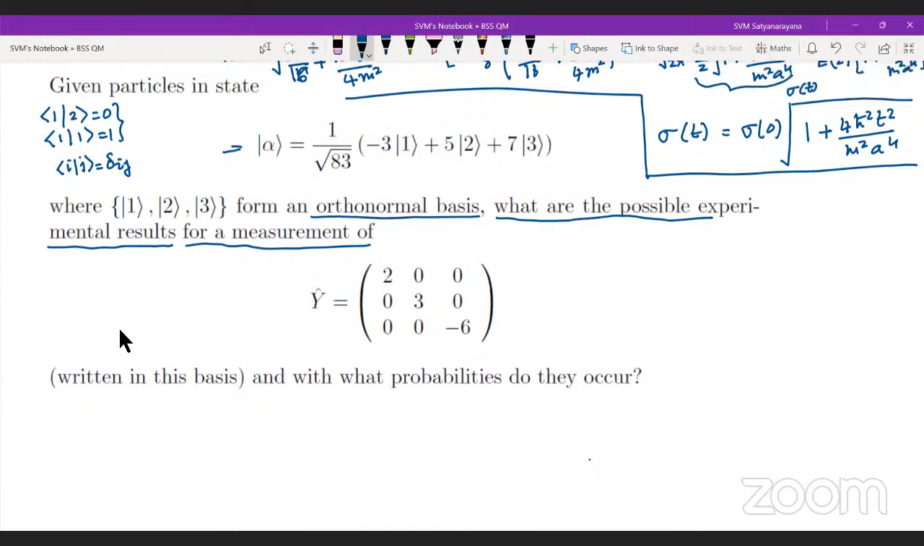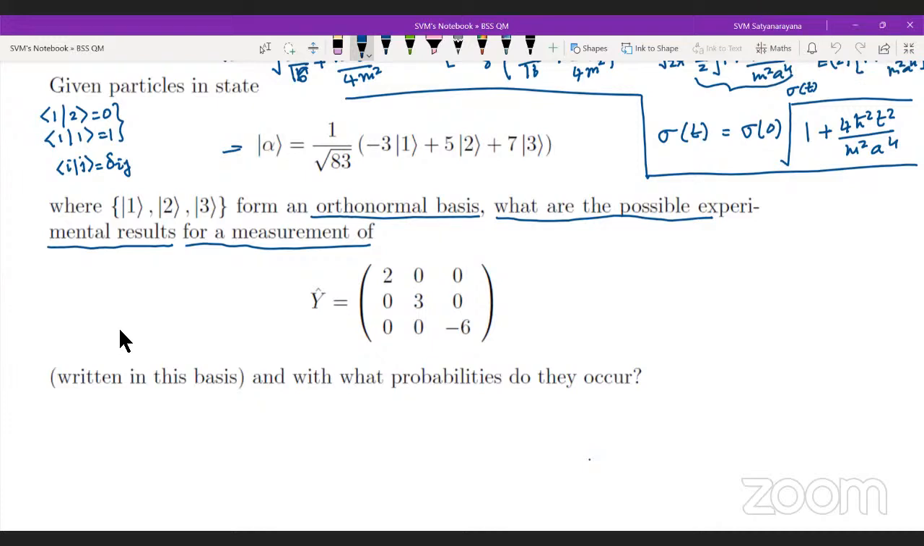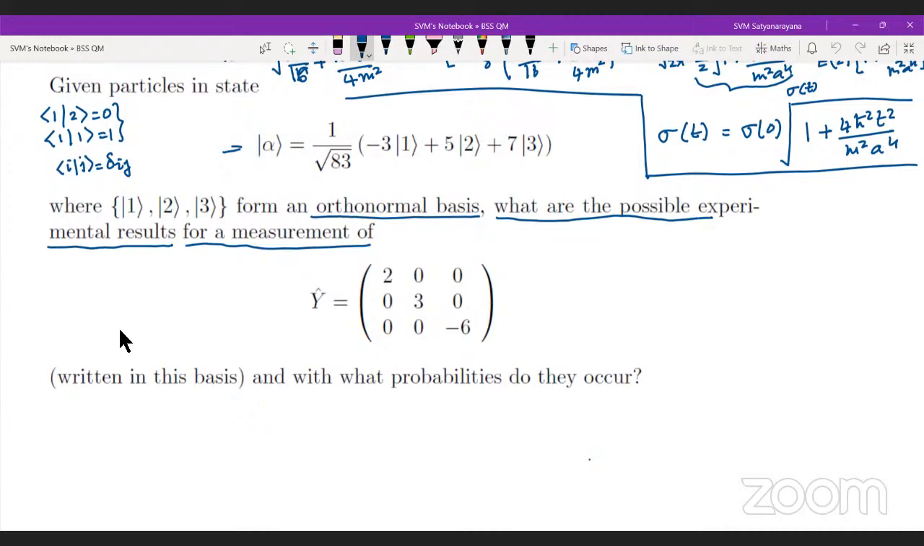Sir, is that an eigenvalue we are finding out? Very good. So experimentally possible results are only eigenvalues of y. So what are the eigenvalues of y? We can solve it using the characteristic equation, as we did in the previous class, but stare at the matrix. Do you require to solve? No, sir, we don't require to solve. We already got the eigenvalues.